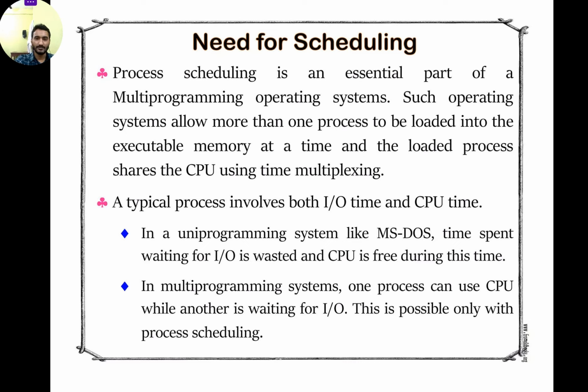In a uni-programming system like MS-DOS, time spent waiting for I/O is wasted and the CPU is free during this time. In multi-programming systems, one process can use the CPU while another is waiting for I/O. This is possible only with process scheduling.